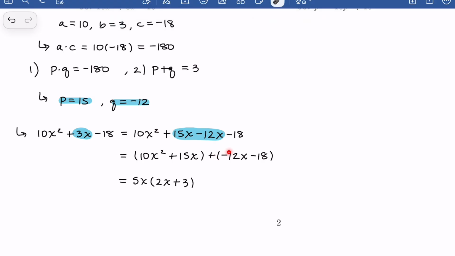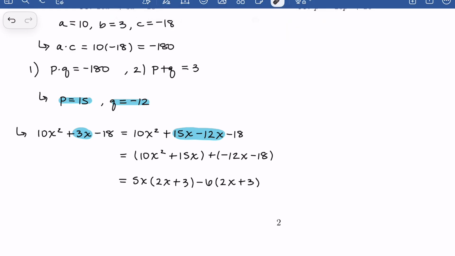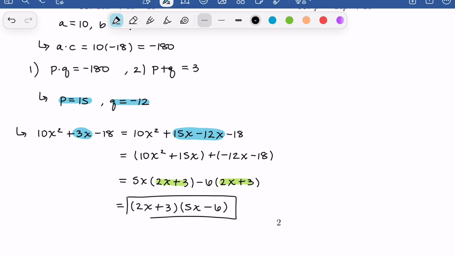And doing the same thing for the second group here, we're going to pull out a common factor of 6. And I'm going to take this negative with us because notice in this guy, we don't have any negatives. So that kind of tells me that I need to take this negative with me when I pull out that greatest common factor. And doing so, we see that we end up with the same factor as this first group of 2x plus 3. So we know we're on the right track. Our last step then would be to pull out this factor, and we're going to end up with 2x plus 3 times 5x minus 6. And this would be our final answer here.